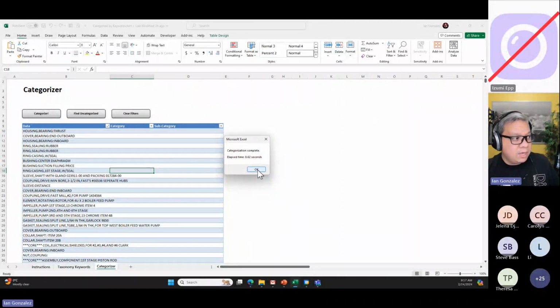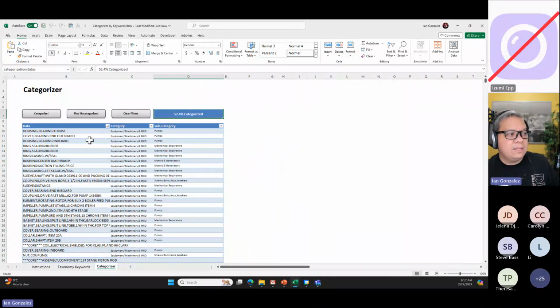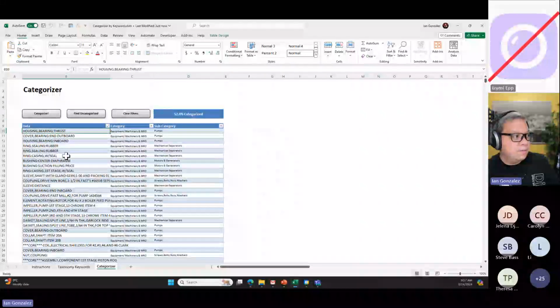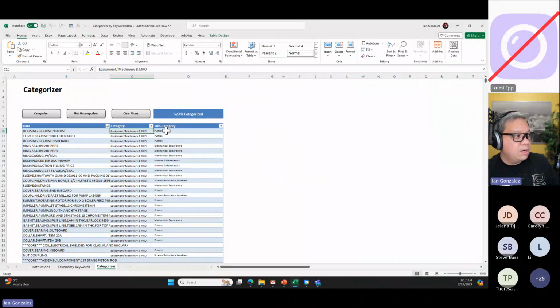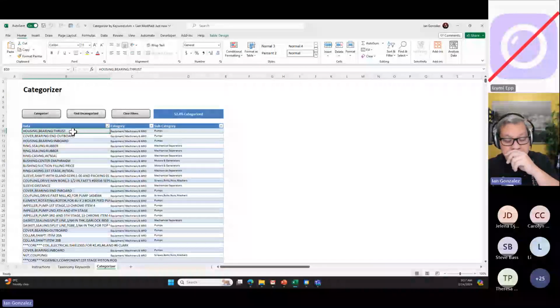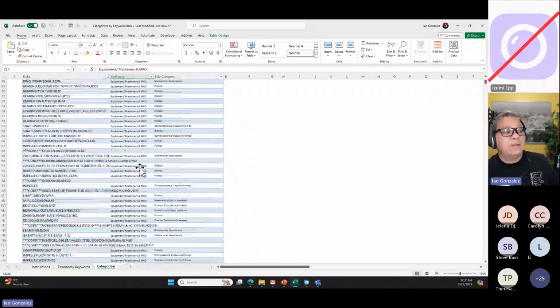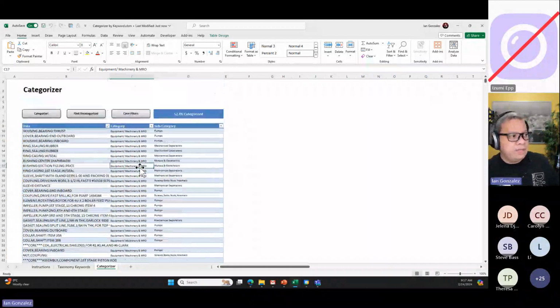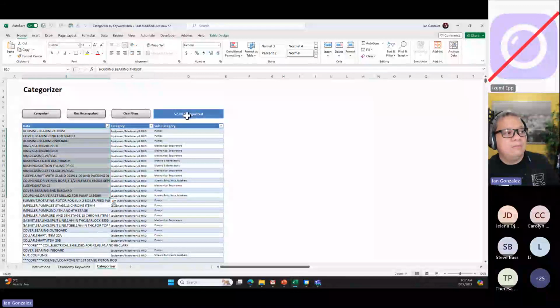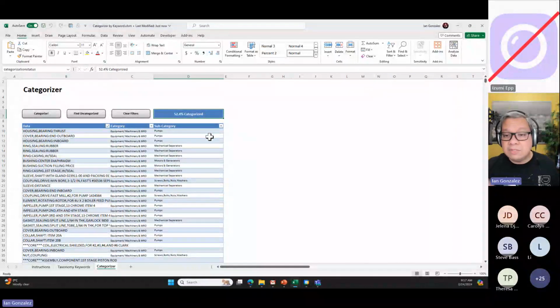When I press OK, you will see everything that it's successfully categorized. So housing, bearing, thrust, that is equipment MRO, pumps. And true enough, the thrust bearing is a part for a pump. So it will do that for the entire data range. And it'll even report that for this list, 52.4% of them were categorized. So a little more than half were categorized.